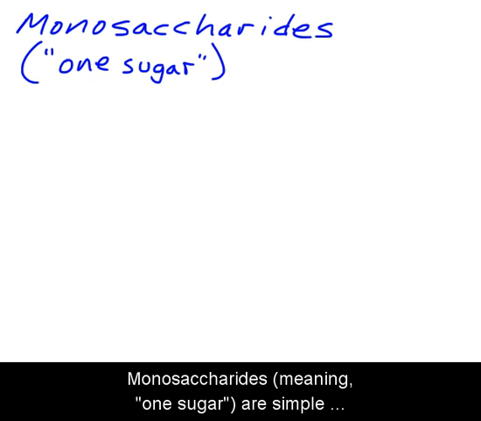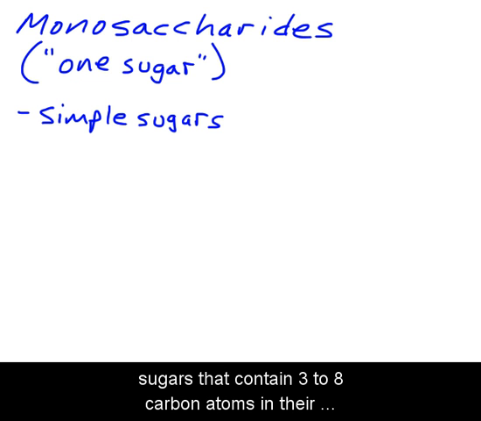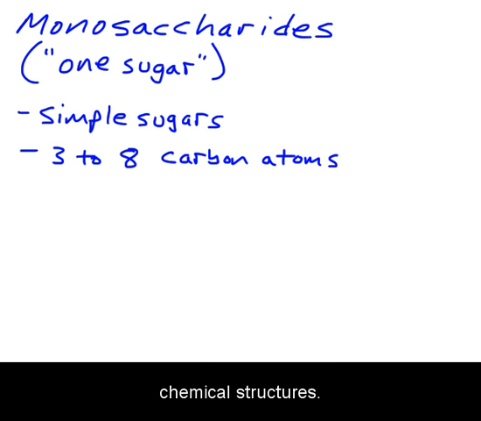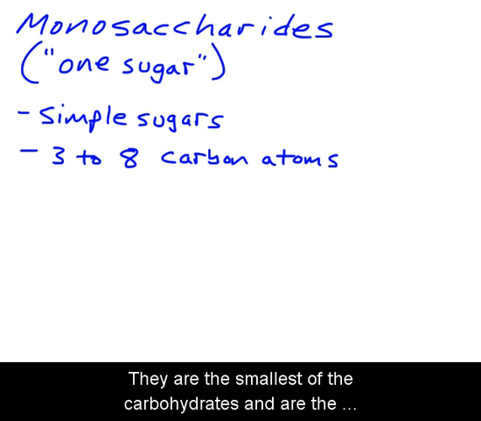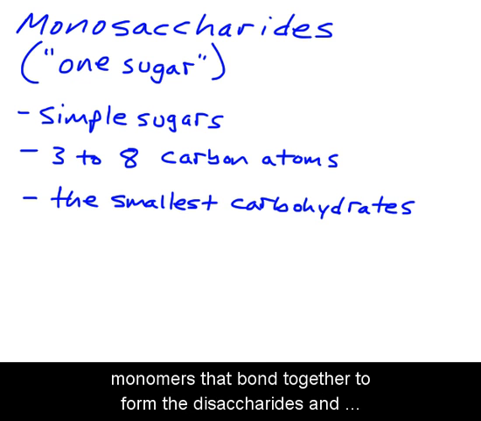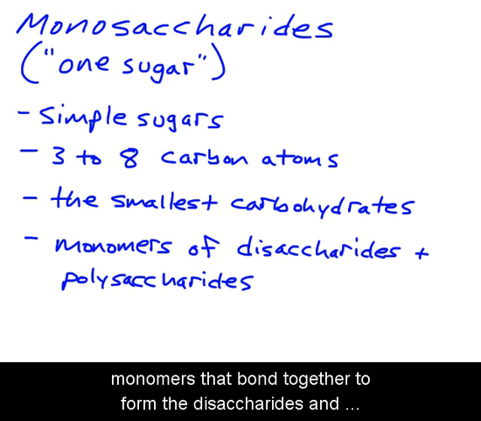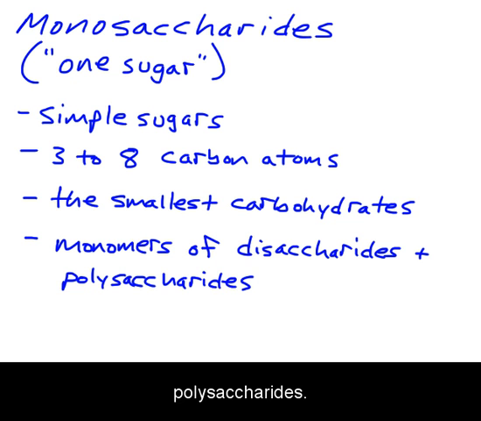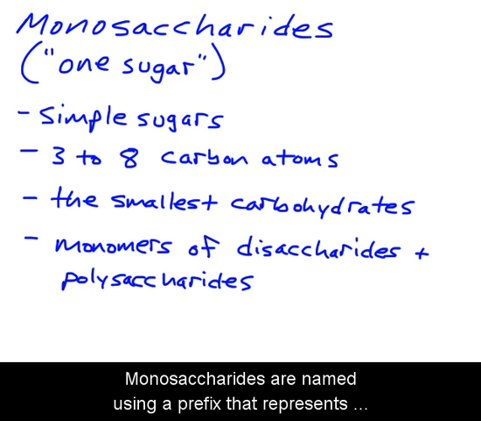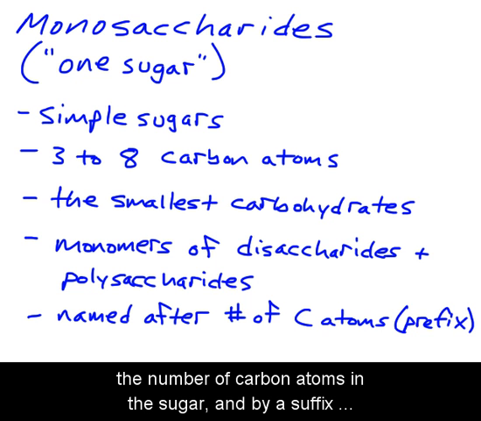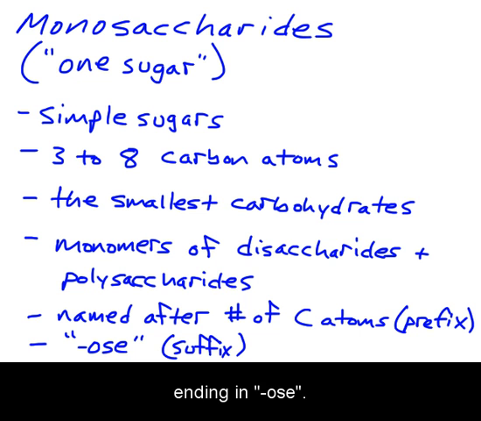Monosaccharides, meaning one sugar, are simple sugars that contain 3 to 8 carbon atoms in their chemical structures. They are the smallest of the carbohydrates and are the monomers that bond together to form the disaccharides and polysaccharides. Monosaccharides are named using a prefix that represents the number of carbon atoms in the sugar, and by a suffix ending in OSE.